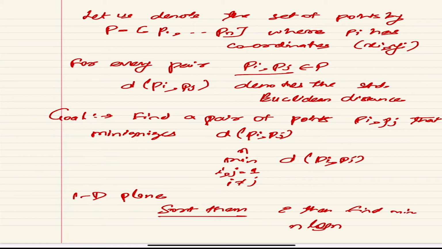Now, can you do something similar in a 2D plane? The idea would be similar. You will have to use sorting. So again, you have a plane, and let's say you have points. I'm not marking the boundary, but you see we have points.